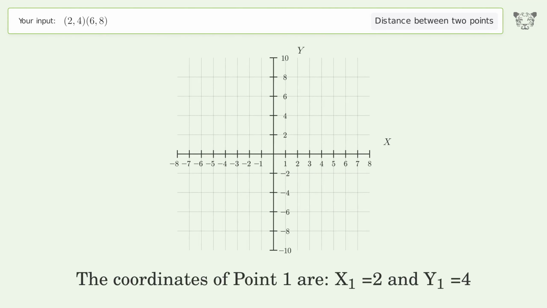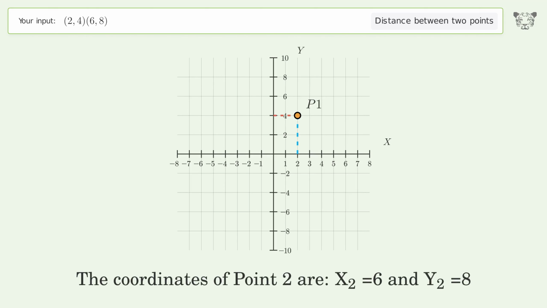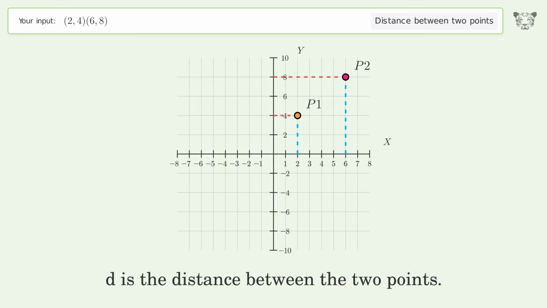The coordinates of point 1 are x1 equals 2 and y1 equals 4. The coordinates of point 2 are x2 equals 6 and y2 equals 8. D is the distance between the 2 points.